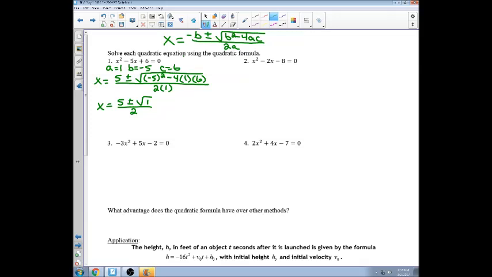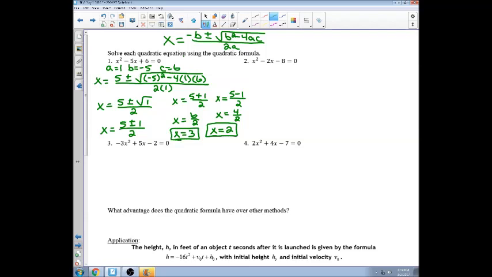All right. Now that I know that, what I can do is take the square root of 1. So I have x equals 5 plus or minus 1 over 2. At this point, I need to write two different equations because I have 5 plus or minus 1. So I'll write x equals 5 plus 1 over 2 and x equals 5 minus 1 over 2. Well, 5 plus 1 is 6 over 2, so x would equal 3. 5 minus 1 is 4 over 2, so x would equal 2. Those are the answers to that quadratic equation.